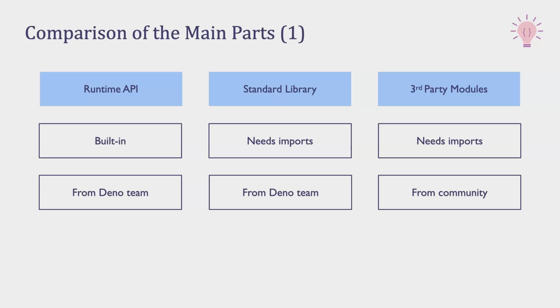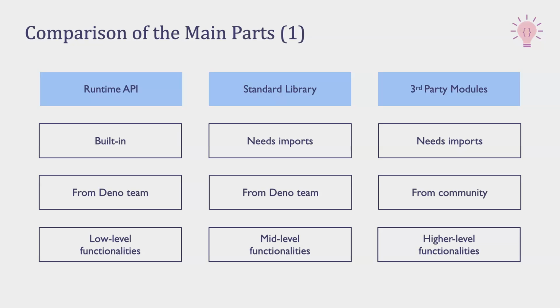Next, runtime API and the standard library come from the Deno team, but the third-party modules come from the community. Because the runtime API and the standard library come from the Deno team, they are audited and officially supported by Deno. While the third-party modules, because they come from the community, they are not officially supported by Deno.